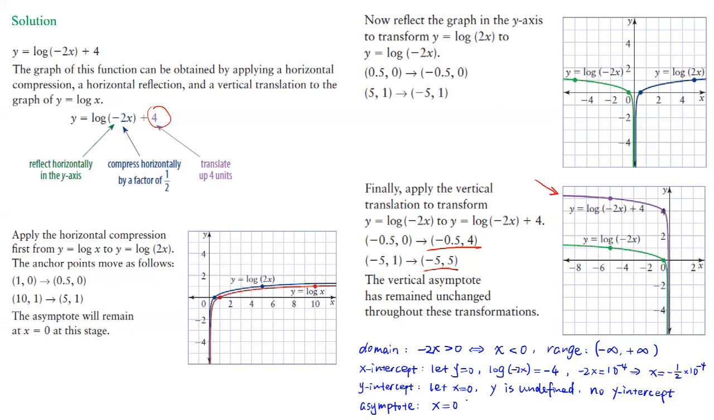Y-intercept: we can just let x be 0 and solve for y. Apparently, if we let x be 0, y is undefined, so there is no y-intercept. Asymptote: the position of the asymptote does not move, so the asymptote is still at x equals 0. All right? Okay, so please have a look at the solution, and if you have any questions, just let me know, okay?